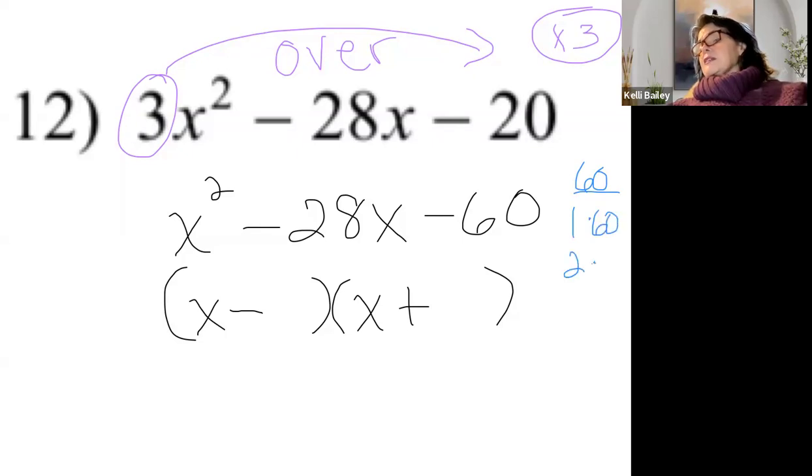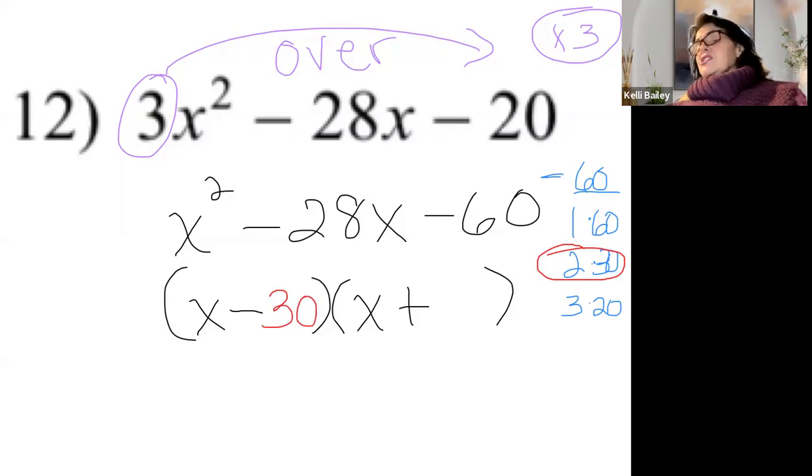Do I want them to add up to be 28 or subtract to be 28? Well, that's a minus 60. What do we want? 3 times 20. We can keep going. We want them to subtract to be 28. And I can already see that 2 times 30, 30 minus 2 is 28. And like I have said before, put the big one first. Especially when you have opposite signs, if you don't put that big one first, you are going to mess up. So please put the big one first.